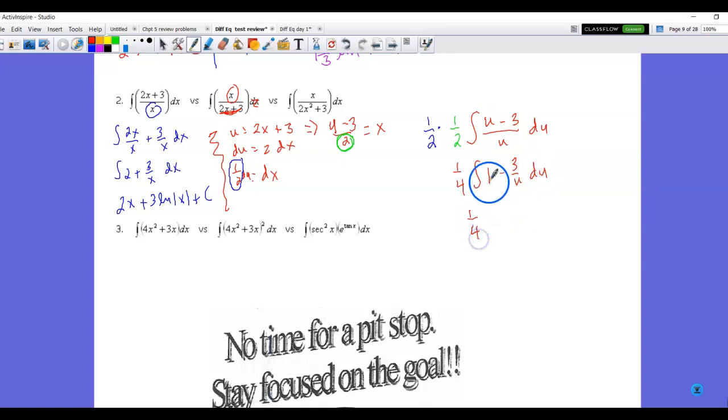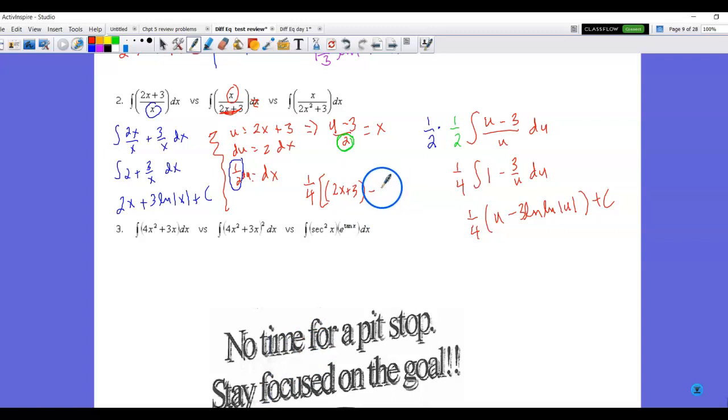The antiderivative of 1 in terms of u is u. The antiderivative of 3 over u is 3 ln absolute value of u plus c. So when I resubstitute, I end up with 1/4 of u, which is 2x plus 3, minus, be careful because that 1/4 has to go to all the terms.